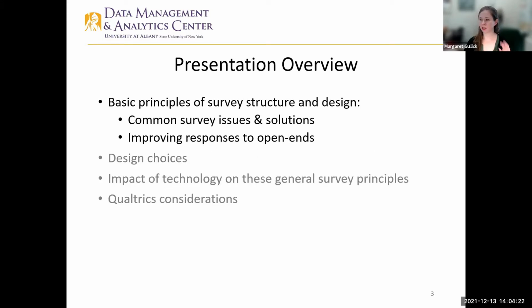All right, so let's start with that basic principles component. We've got two main subtopics here: common survey issues and solutions, and then improving responses to open ends. Some of the points we bring up might be obvious to you, which is fine, but we see these issues a lot even among our smart and competent colleagues, so they're worth talking about and going over, even if you already know something about how to design a survey.